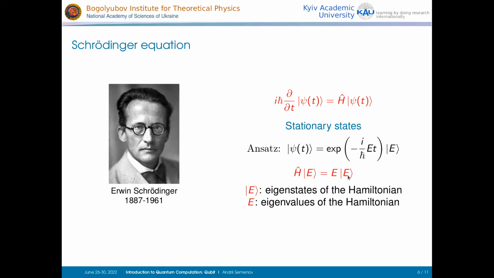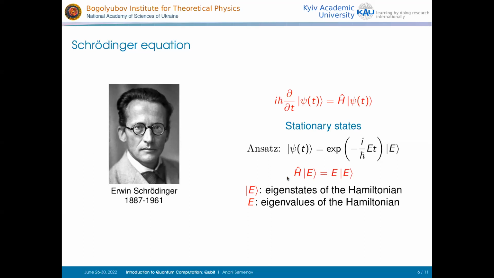H psi equals E psi. For the qubit, H is a matrix. And if you know linear algebra, you can recognize that this is an eigenvalue equation. The psi are eigenstates of the Hamiltonian, and these E are eigenvalues of the Hamiltonian. You can solve this equation. In the case of a qubit, this is an elementary problem. This is just a 2 times 2 matrix, eigenvalue and eigenvector problems of 2 times 2 matrices. You can solve it and get these solutions, which will be stationary solutions.